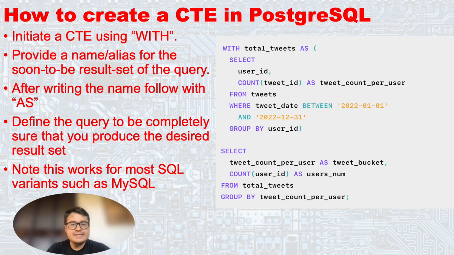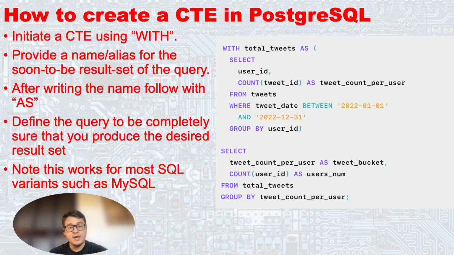How to create a CTE in PostgreSQL. Okay, so initiate a CTE using the keyword with. Provide a name alias for the soon-to-be result set of the query. After writing the name, follow with the keyword as. Define the query to be completely sure that you produce the desired result set, okay? Note, this works for most SQL variants such as MySQL.